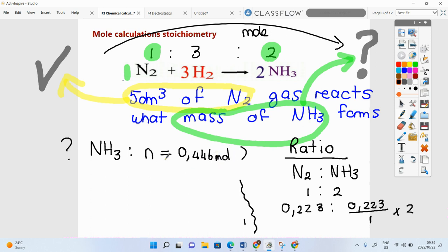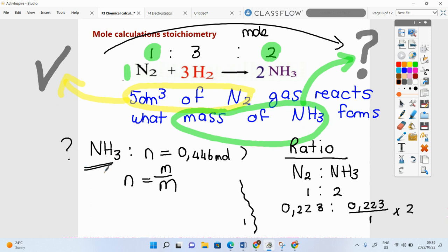Okay, that's almost your whole question done. Then you just go and check. Okay, they didn't ask me for moles of NH3. What did they ask me about NH3? Mass. So which equation am I going to use? Great. n equals m over M.